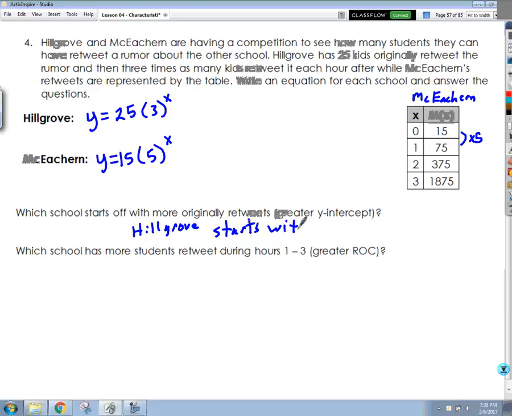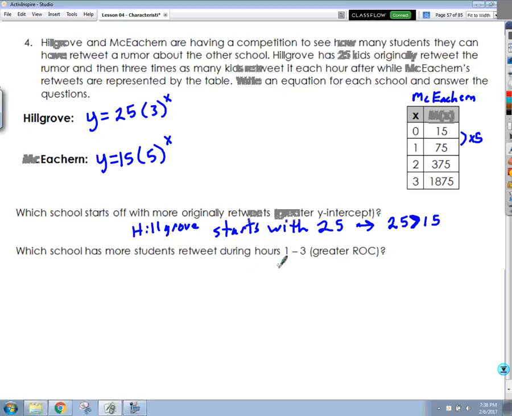And let's face it, the logic behind that says 25 is greater than 15. It's a greater than symbol. Which school has more students retweet during 1 to 3 hours? Guys, that's the greater rate of change, or the ROC.